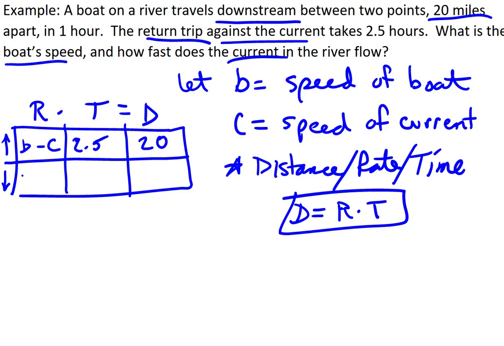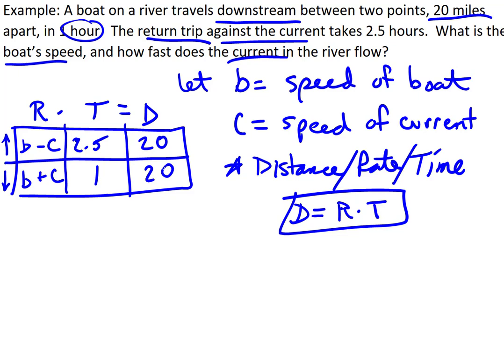So that overall rate is going to be faster. It's going to be the boat speed in still water plus the current speed, so B plus C. And naturally, we would expect this to go a little faster. And they say that the downstream time is 1 hour, so that's just 1 for the time going down. Now, the distance should be the same if this is a return trip, so we'll say 20 there as well.